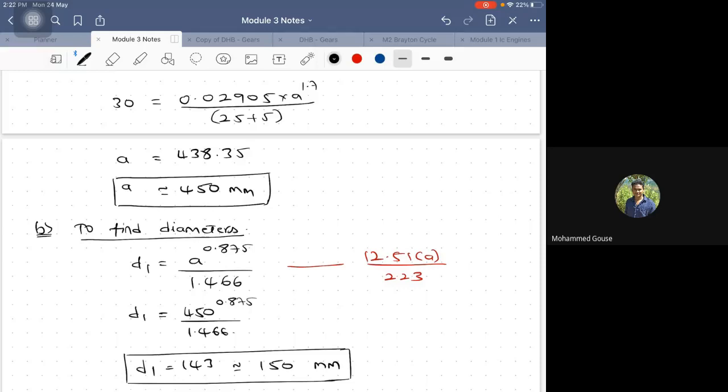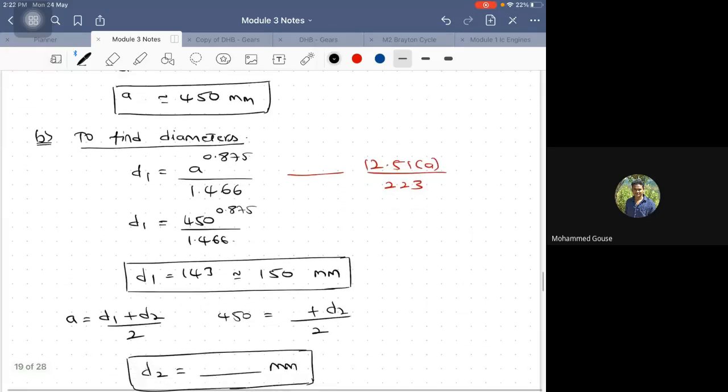Now, can you calculate the diameter of the worm wheel using this particular expression, which correlates center distance is equal to D1 plus D2 divided by 2. D1 you have calculated to be 150. Now calculate the value of D2 from this. Yes, it is 750 mm. This is the value which is there in the textbook also. That's good, 750.